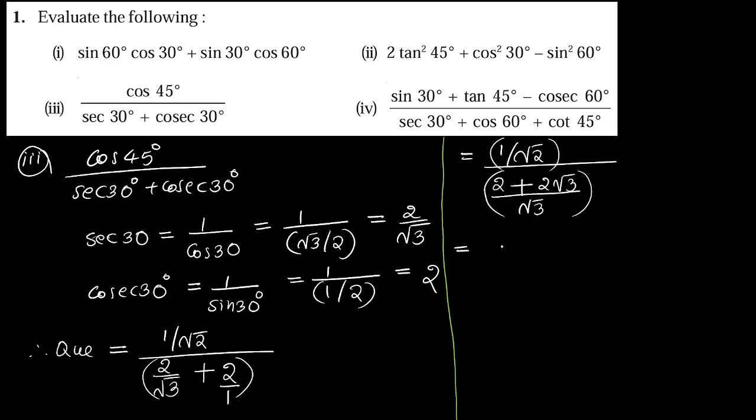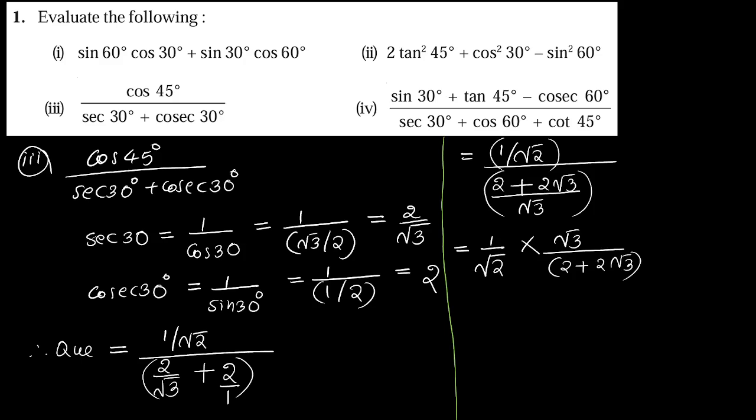So 1 by root 2 into reciprocal. See, division of fractions, right? Division means multiplication with the reciprocal. Multiplication with the reciprocal. Understood?